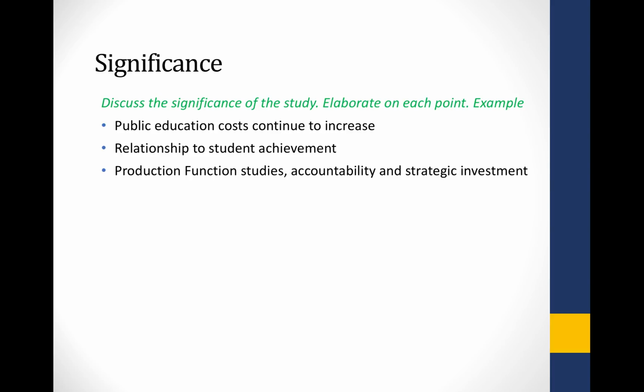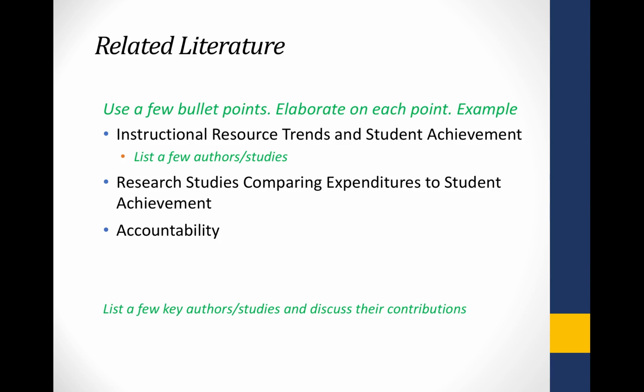The significance of the study, list some bullet points, elaborate on each one. And your literature review. Try to find the big areas of your literature review, list those as bullet points, and then list and discuss a few authors and studies that would fit under each one of those. I think that would be the best way to do it.